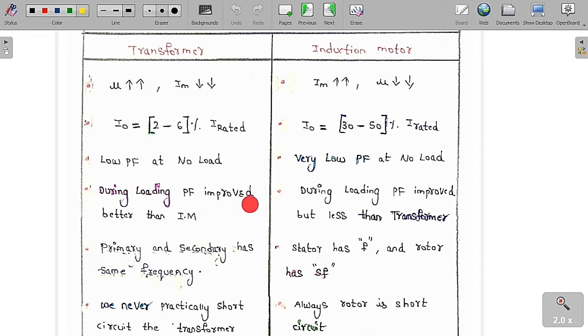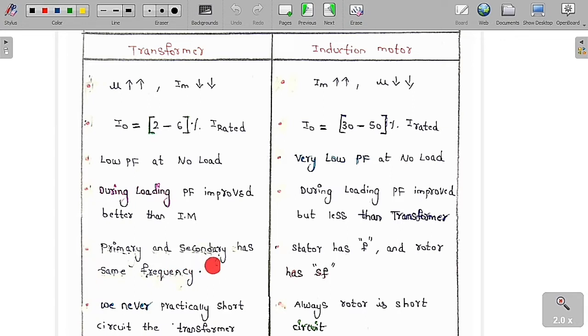And during loading condition, the power factor improvement in the transformer is very high when compared to the improvement of power factor in the induction motor. Or we can say the improvement of power factor at loading condition is much higher in the transformer than in the induction motor. In the transformer, the primary and the secondary have the same frequencies.